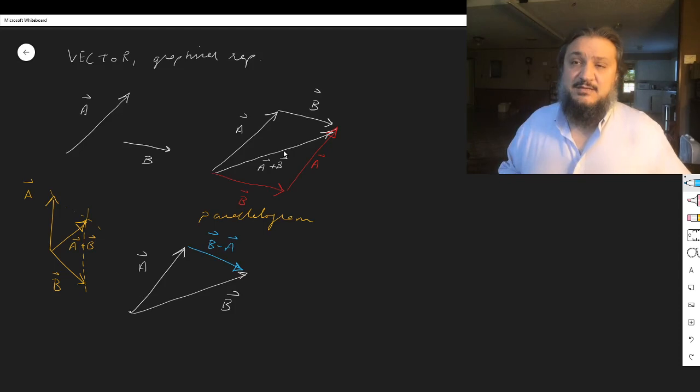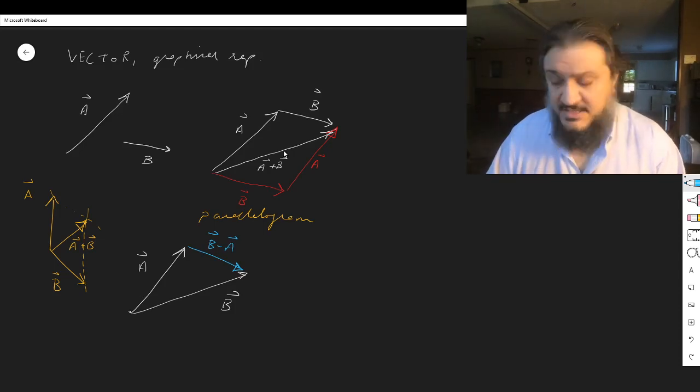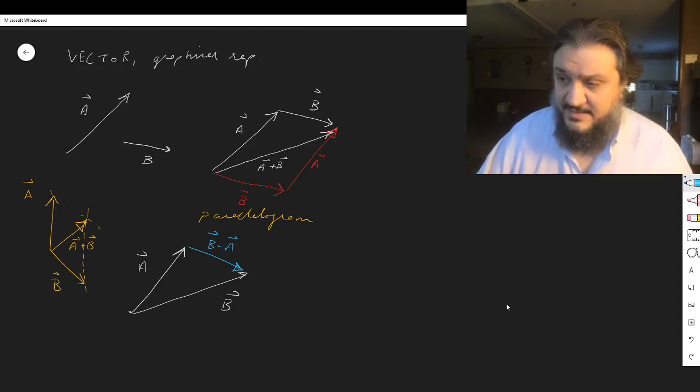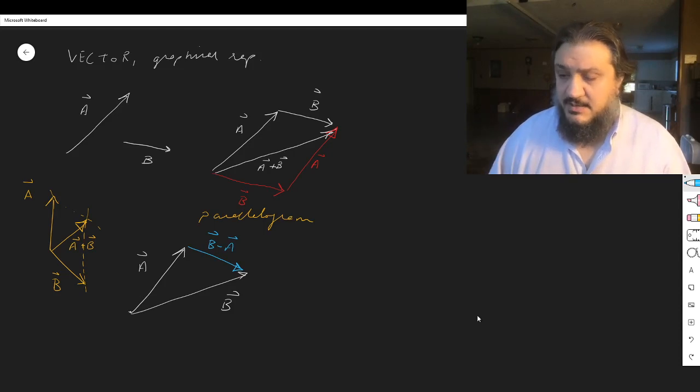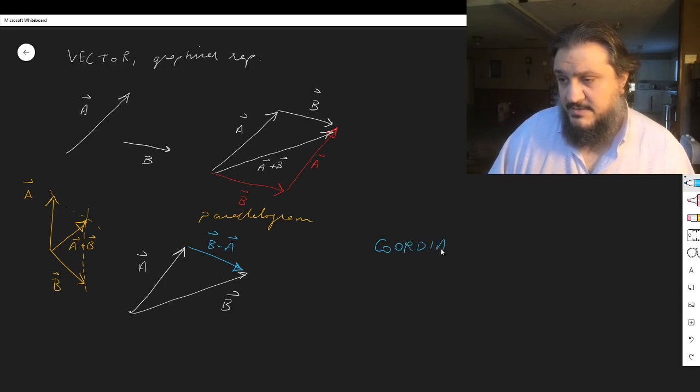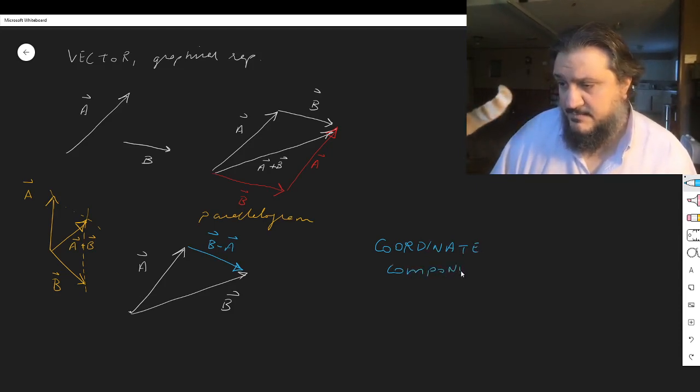So we need a second representation for vectors, which is going to be called the coordinate representation. Coordinate, or component, let's say. Coordinate or component representation.